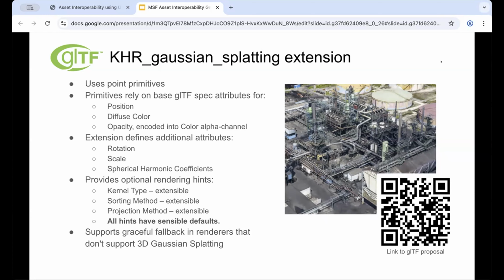Some of these, such as kernel type, we're using an ellipse, and the idea is that that's based on the ellipse from the original paper. It's got a Mahalanobis distance of 3, and that's going to be extensible because ultimately we know that there are gaps, for example when you get to ray tracers, and things are going to change over time. So this extension is all about providing a basic foundation. Next slide, Patrick.